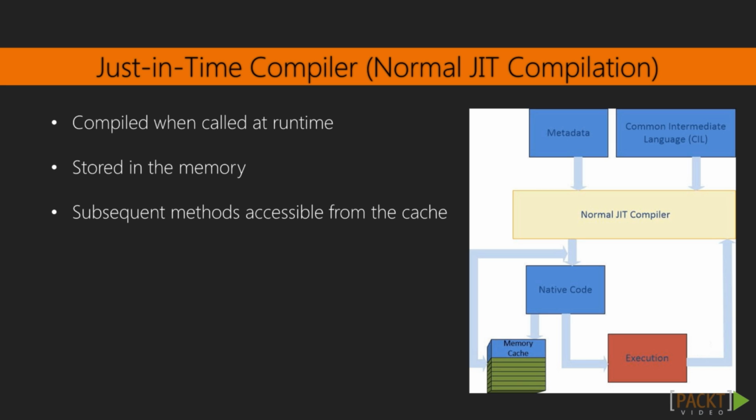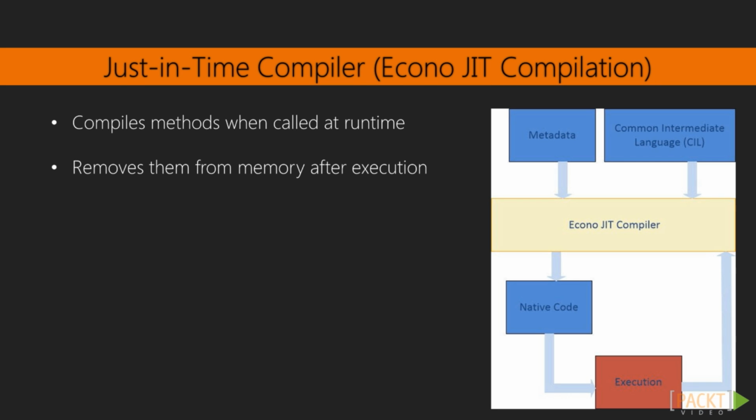Normal JIT compiles only those methods that are called at runtime. These methods are compiled the first time they are called, and then they are stored in cache. When the same methods are called again, the compiled code from cache is used for execution. Econo-JIT compiles methods when called at runtime and removes them from memory after execution.